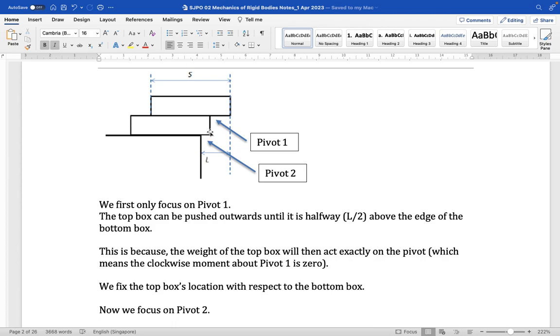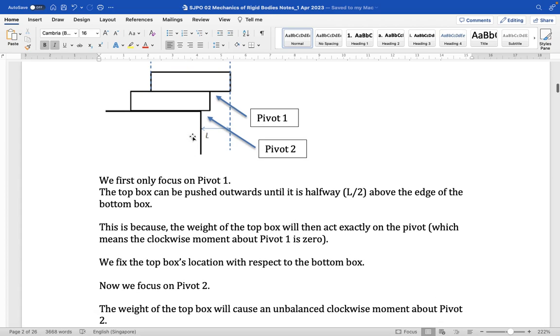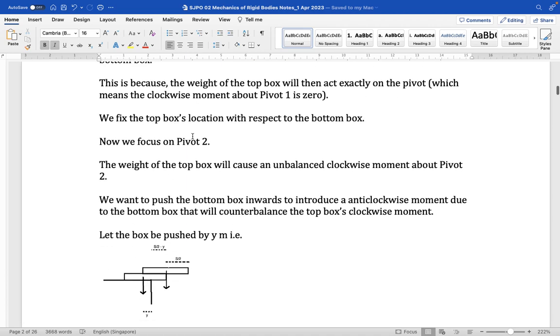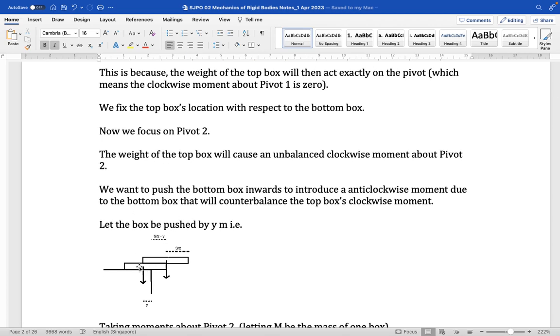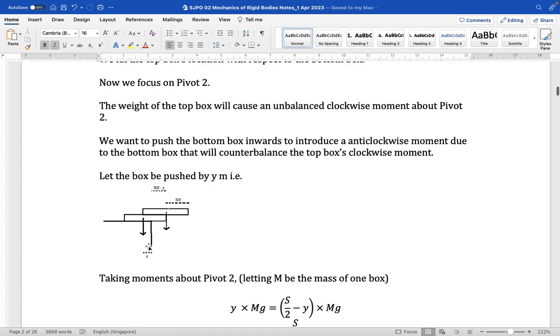So now we must try to push back the entire system consisting of two boxes to your left to introduce a balancing anti-clockwise moment. So we can now push the second box inwards by an unknown value y, such that it will introduce an anti-clockwise moment about pivot 2. So we have pivot 1 here, which is already balancing the top box, and there's a clockwise moment acting in this direction, and there's an anti-clockwise moment acting in this direction.